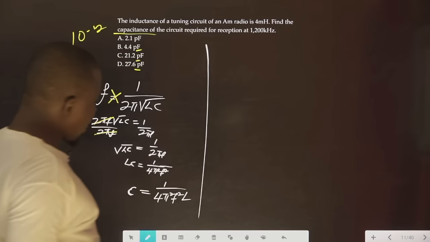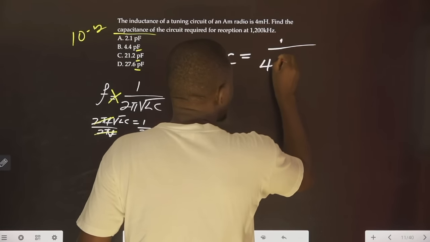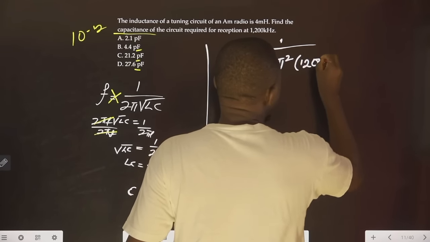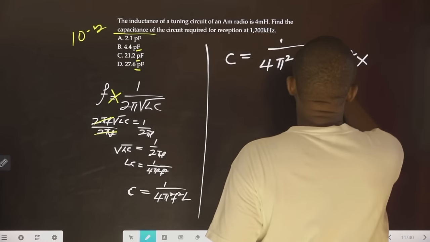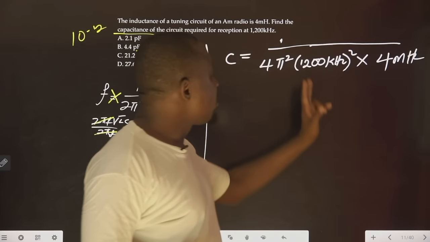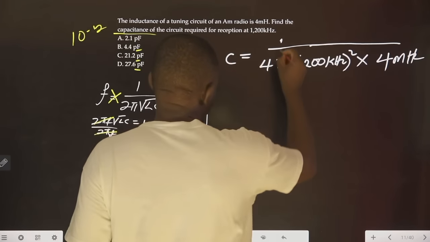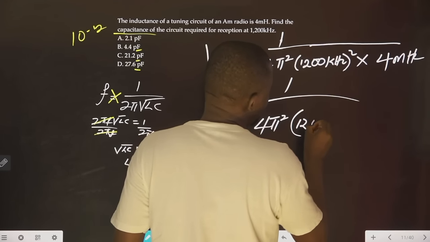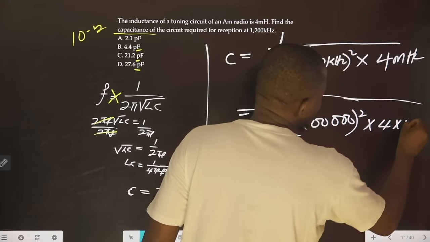To substitute, you agree with me, C now is equal to 1 over 4 pi square. The frequency is 1200 kilohertz square multiplied by henry, which is 4 millihenry. The reason why I'm retaining this unit is because of this K and milli, just for that reason, so that it will not escape us. So I have this now. I have this 120, then 123 square, then multiply by 4 to the power minus 3.